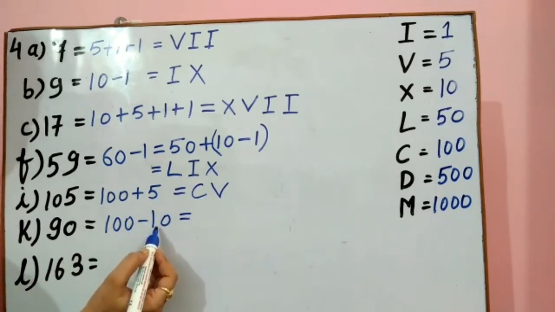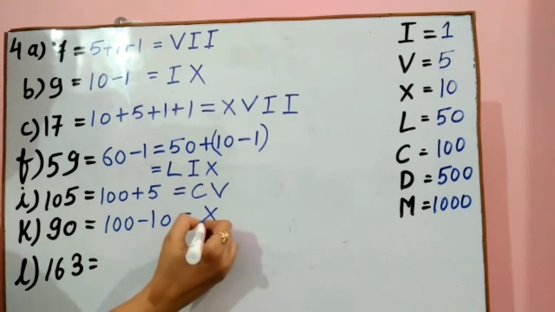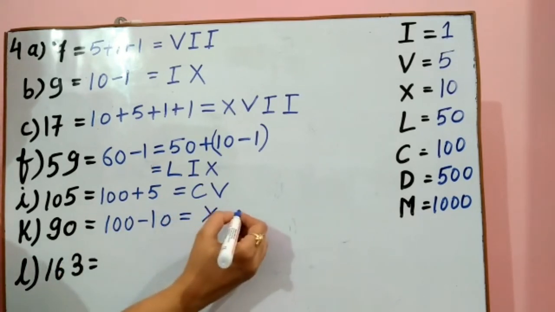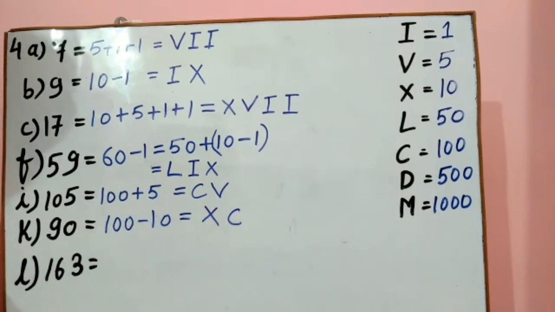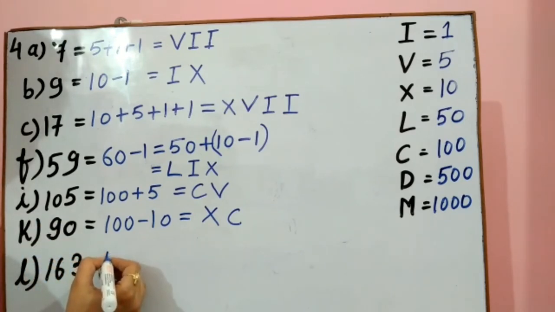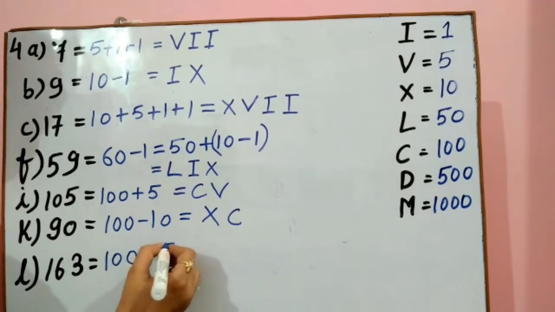First of all, we will write the letter of smaller value, that is 10. And 10 is the value of X and 100 is the value of C. Next, G. 163. We will write 163 like this.